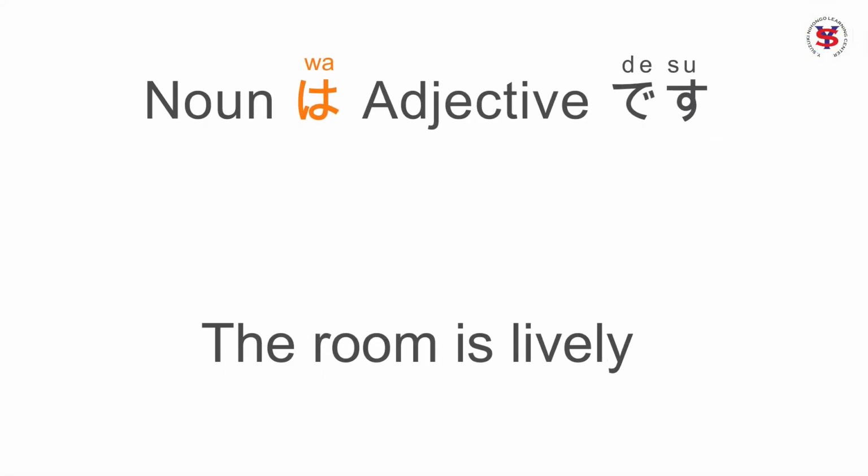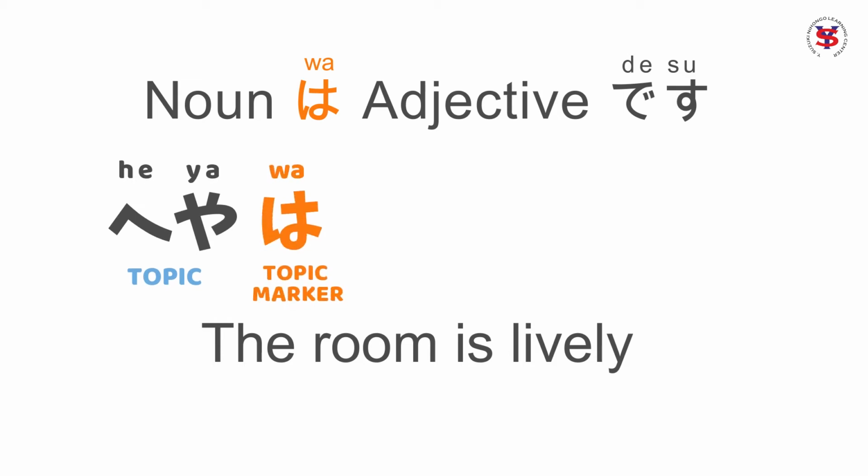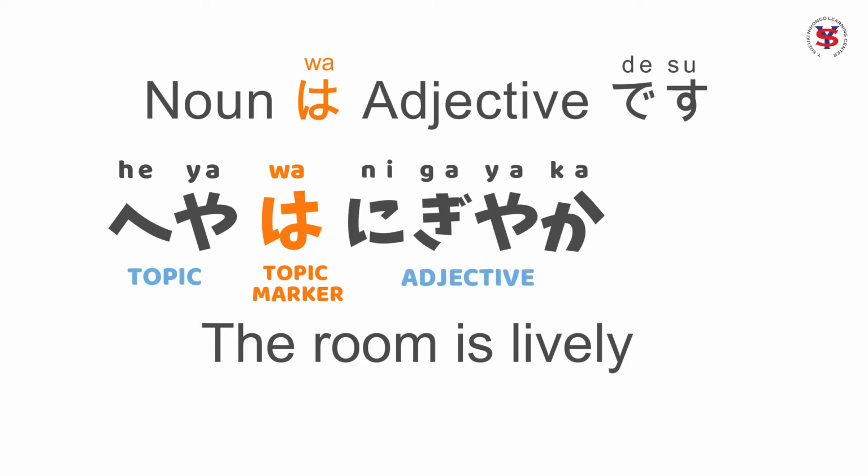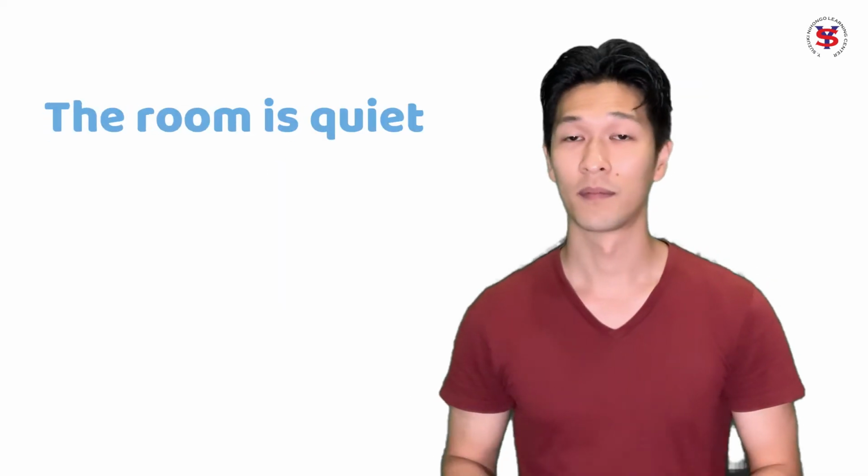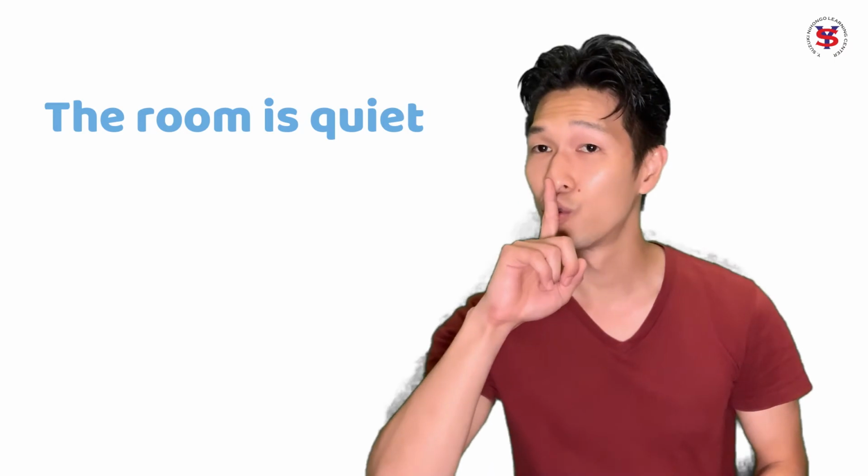For example, gusto natin sabihin na the room is lively. So, we mentioned first our topic, the room, which is heya, followed by the topic marker, wa. Next is the adjective, nigiyaka. Then we end our sentence with desu. So, we have heya wa nigiyaka desu. Halimbawa, the room is quiet.